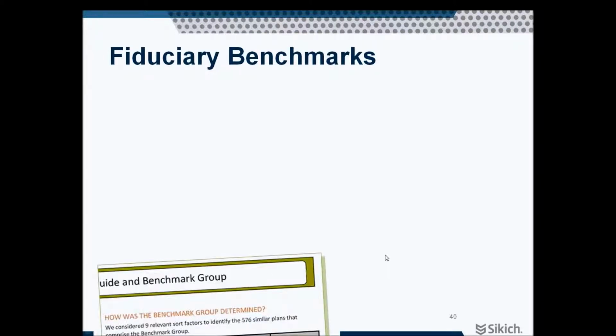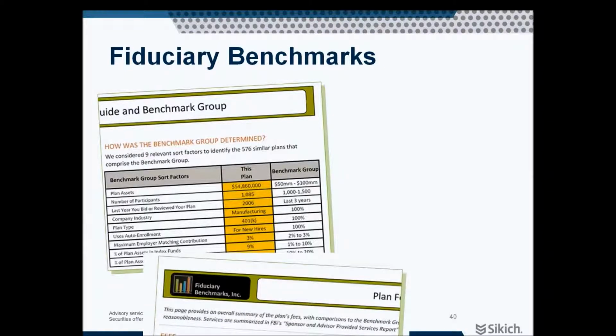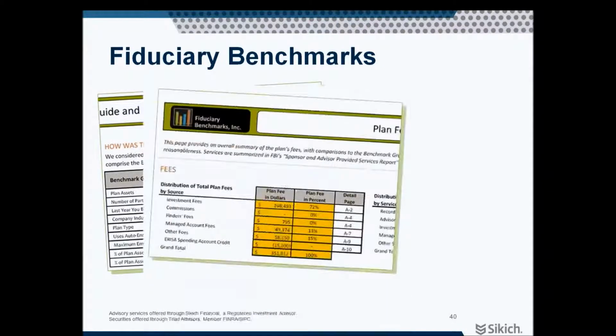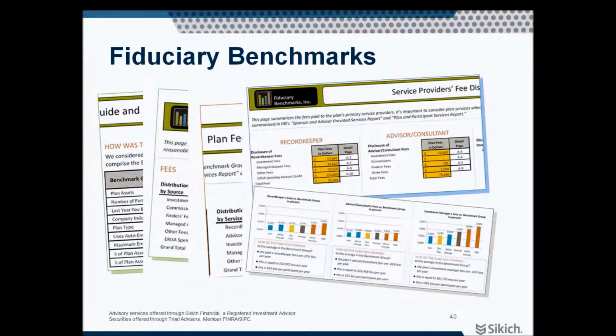Here's just a few snapshots of the type of summaries that the Fiduciary Benchmark reports provide. So it gives you an overview of the plan assets, number of participants, the industry, whether they have automatic enrollment and progressive savings. Obviously, we look at fees, and there's a summary by different service providers within the analysis. And then there are comparisons to all the other plans within that specific peer group, usually 25 to 35 other plans, and where your fees fall for each of the folks that provide services to your employee benefit plan.